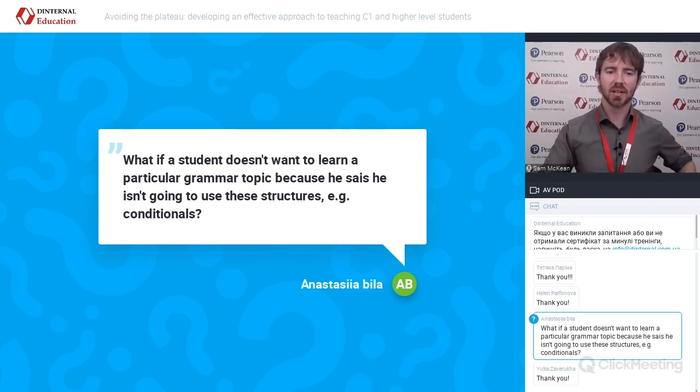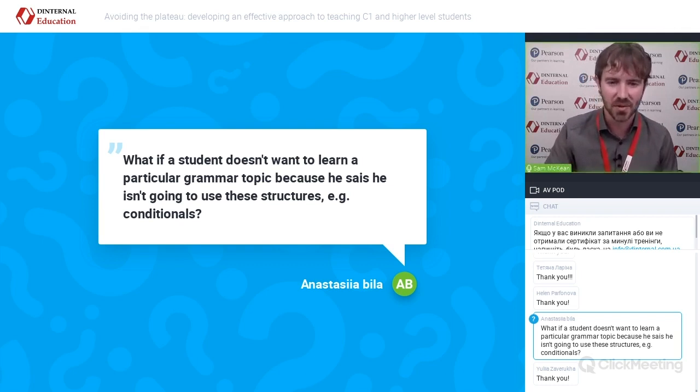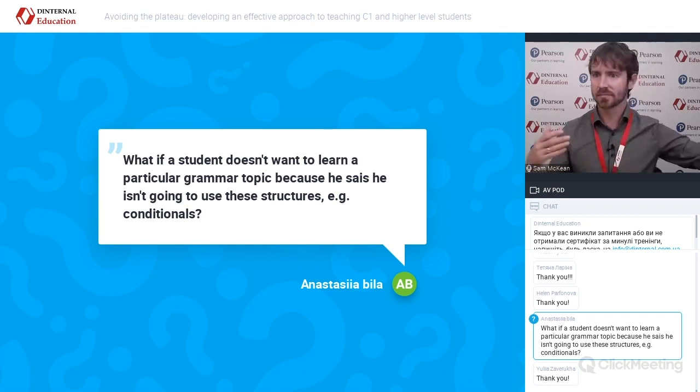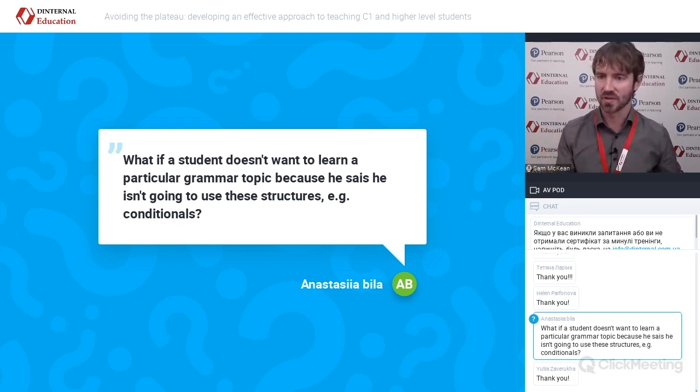So a student doesn't want to learn a particular grammar topic because he says that he isn't going to use these structures. Okay, that's an interesting question. Well, in this kind of situation, it's perfect to use some authentic material. If a student says, I'm not going to need conditionals, then show them a video of somebody using a conditional, like in a negotiation, for example.